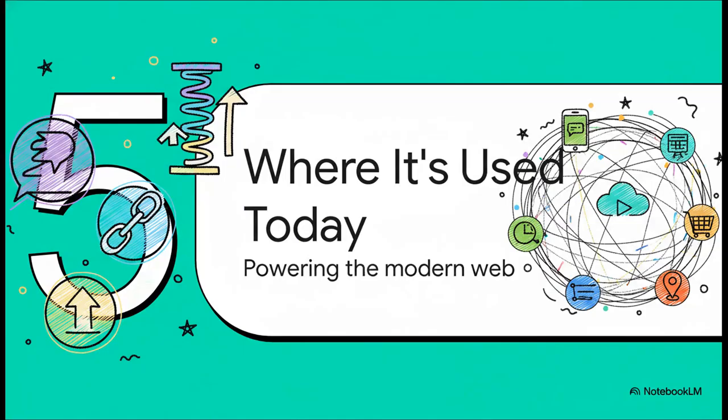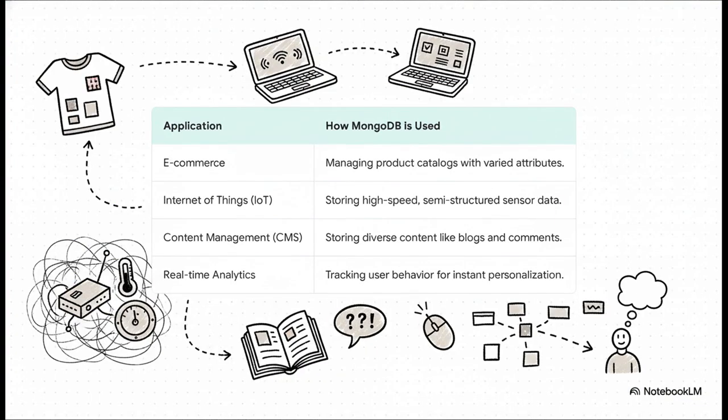So when you combine these superpowers, flexibility, massive scalability, and rock-solid reliability, where do you actually see MongoDB being used out in the real world? Well, the short answer is pretty much everywhere. E-commerce sites, for example, love it for managing their product catalogs. Because think about it, a t-shirt has different details than a laptop, right?